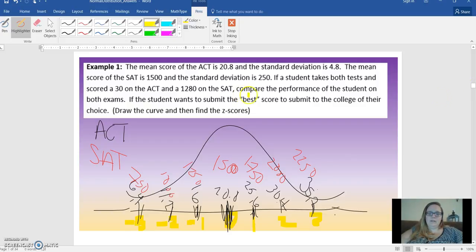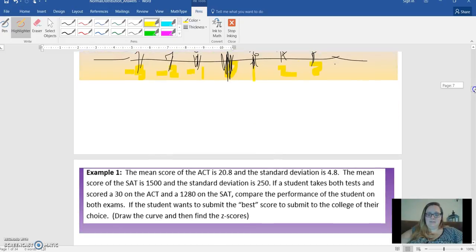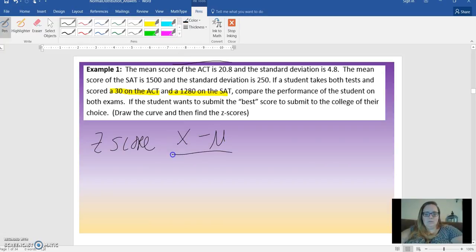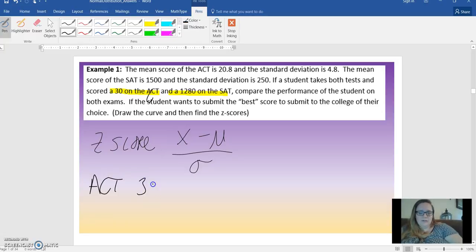All right, I want to go to the next page. I'm going to come back to this. Here we are. Let's do the next part. They take both tests. They score a 30 and a 1280. So the formula, remember z-score, was x minus mean over the standard deviation. I'm going to do ACT. Our score was 30 minus 20.8 over 4.8.